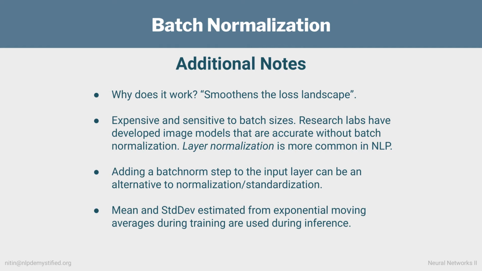Gamma and beta are learned with backpropagation during training, and those values will then be saved and used during inference. The mean and standard deviations are estimated using an exponential moving average during training. These estimates are then used during inference.